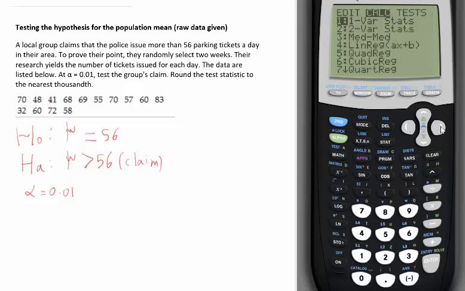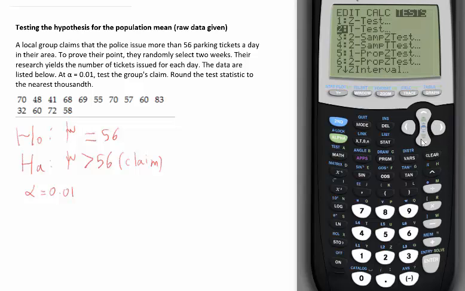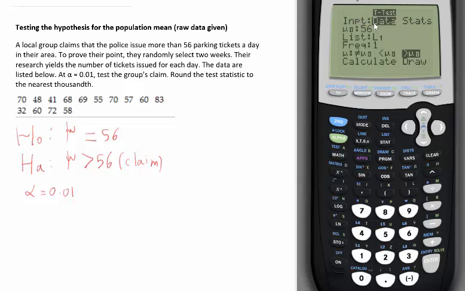So I'm going to quit here. Stat, Tests, it's a t-test always. Enter. For the input, you're going to choose Data because you have a data set, so make sure that this is highlighted and selected. Enter. Mu0 is the assumed value in the null hypothesis, so it's 56. List: if your data is in L1, you choose L1. If not, you can put it in whatever list, but make sure to change the name of the list here. Frequency, always leave it at 1. And then for the alternative hypothesis, it is greater than. Enter.